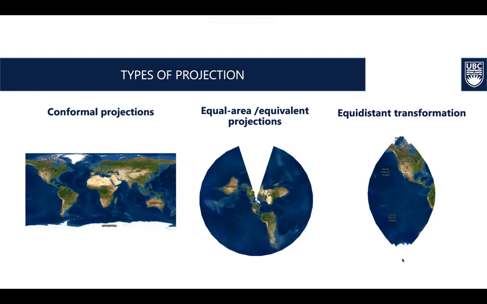These three projection types will appear as follows. So to the left, we have conformal projections, where you can see that northern and southern areas generally appear larger than their actual size. And then equal area, which attempts to maintain local area and make sure that is accurate. And then finally, equidistant transformations, where the actual distances between two points is accurate.